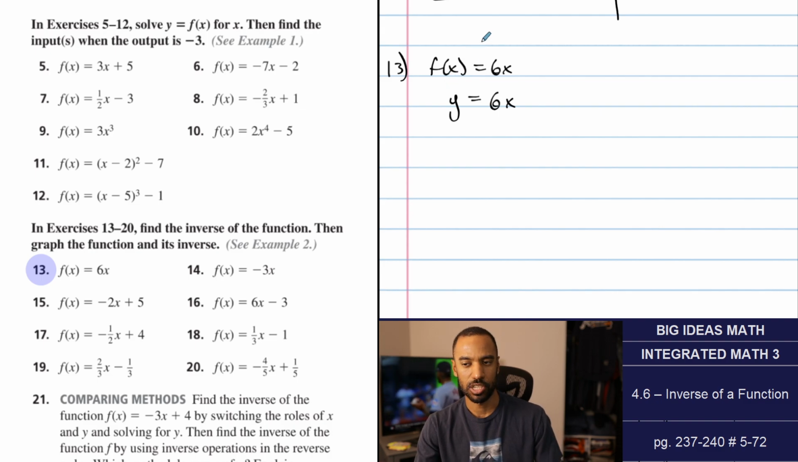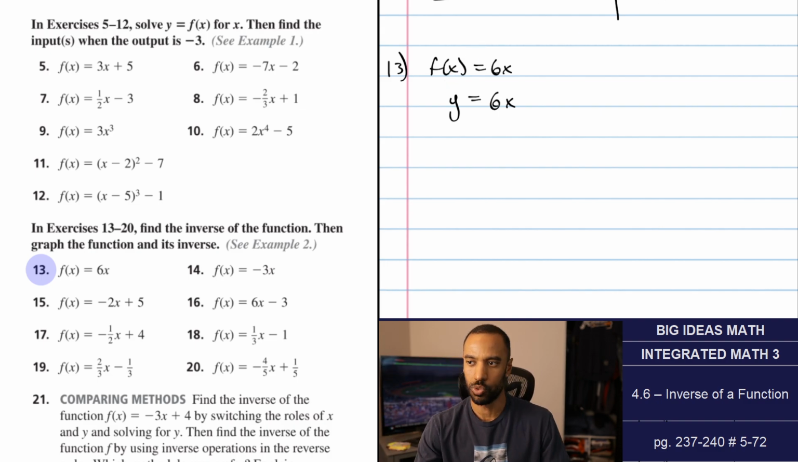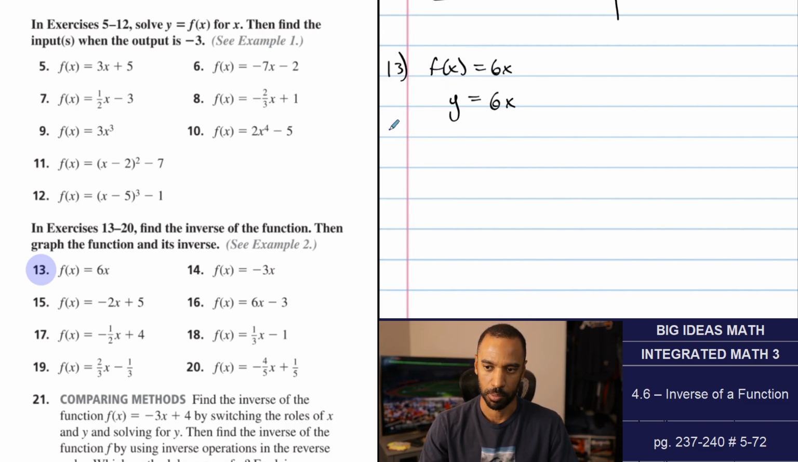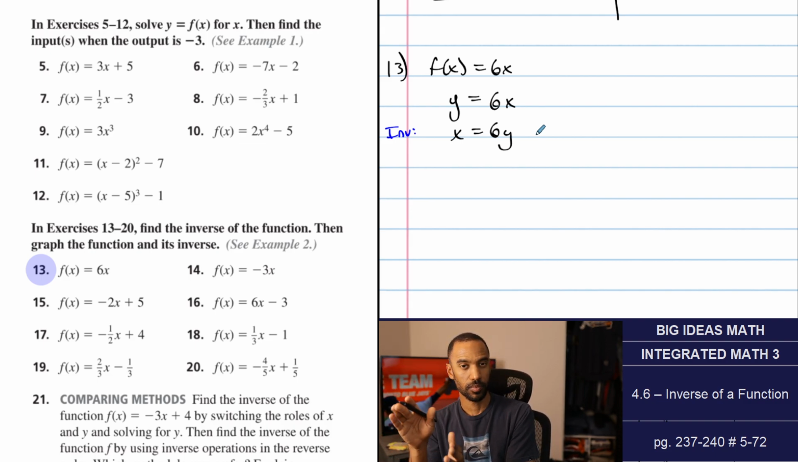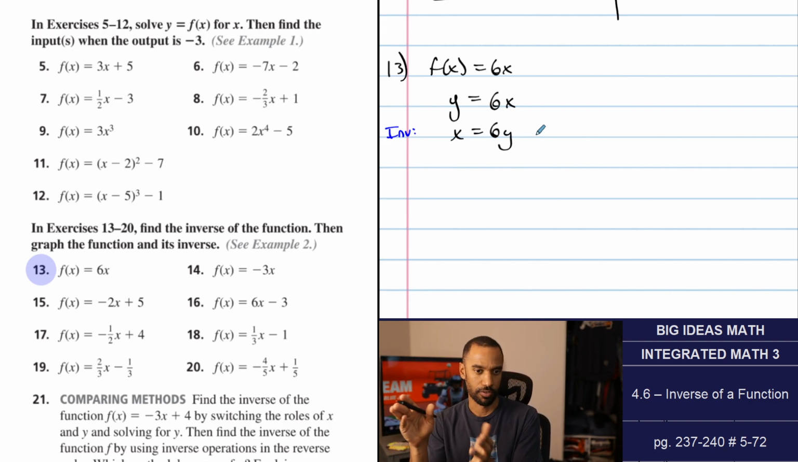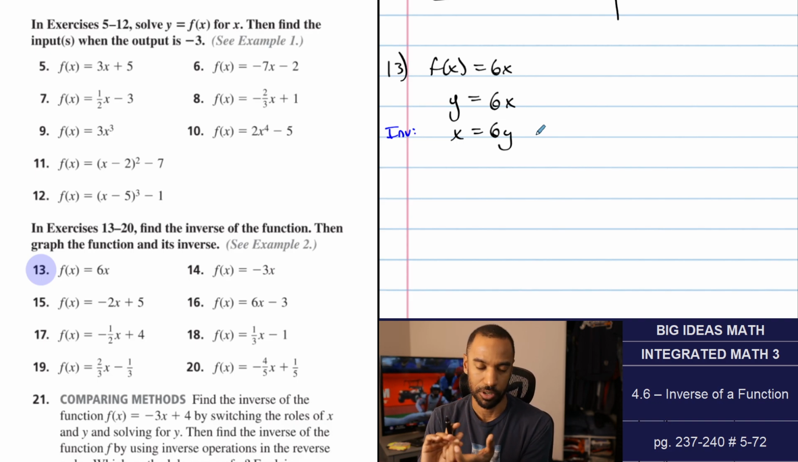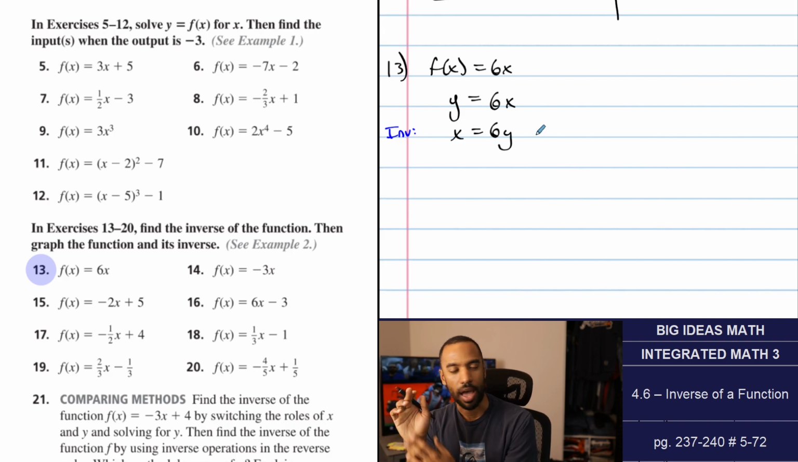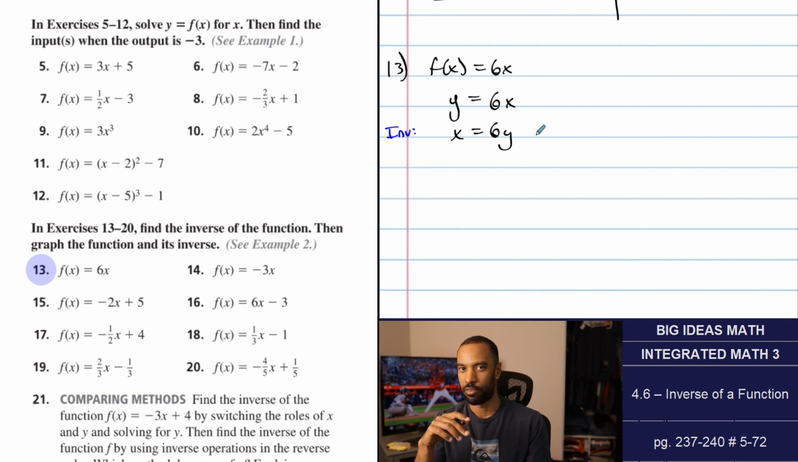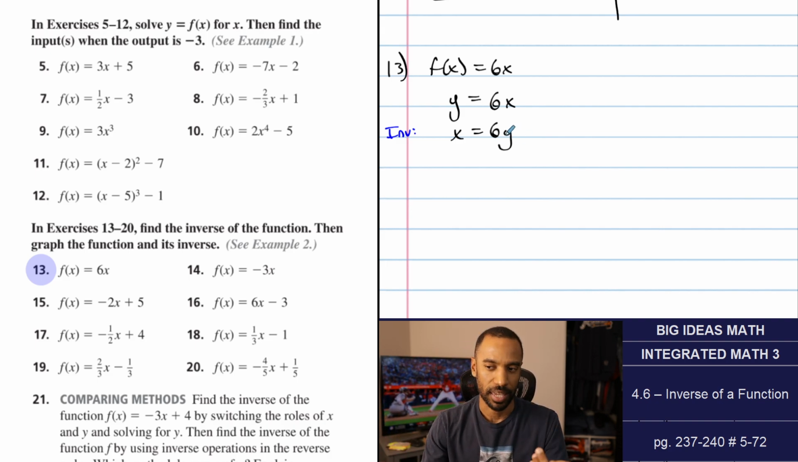So turn f of x into y. It's just a general thing. This is where the inverse step is applied. We're going to be taking the inverse by swapping x and y. At this stage, this is the inverse function. x equals 6y. They're not always functions, but at this stage, this is the inverse function here. We want to get y by itself to make it in a graphing form that we're comfortable with, that we know very well. So we want to get y by itself again.